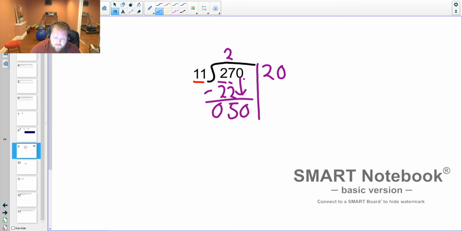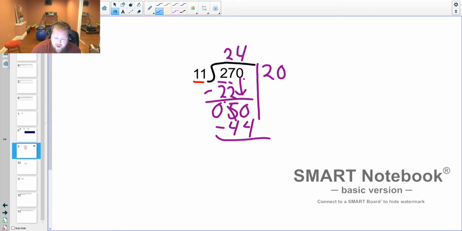So, 50. Can 11 go into 50? Absolutely. Let's count by 11s. 11, 22, 33, 44, 55. Too much. So how many times can it go in? 4 times. So I'm putting my 4 right here. That's a big 4. 4 times 11 is 44. So you're going to subtract.